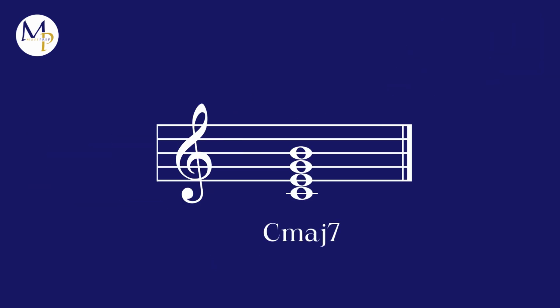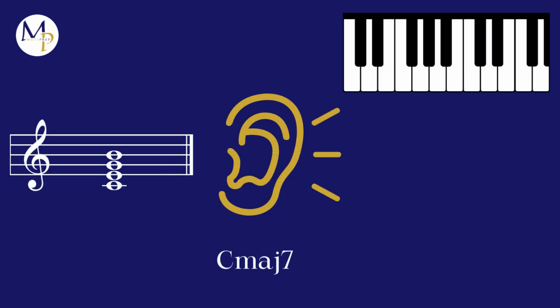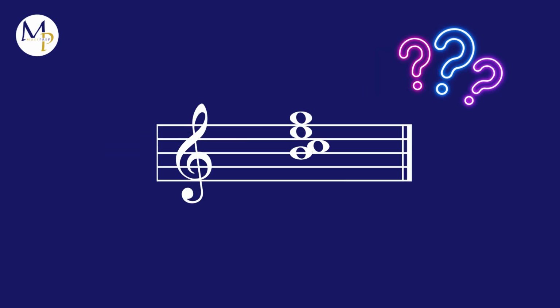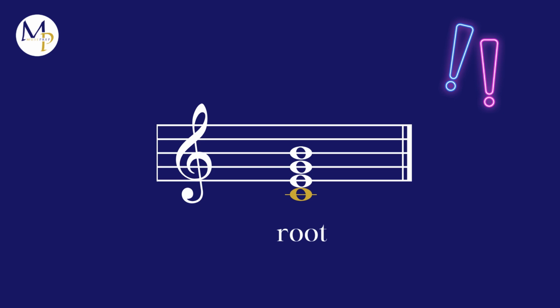For seventh chords, things get even more interesting. With 4 notes, we have 3 inversions. You might wonder, how do you recognize the chord when the notes are mixed up? Very simple. Rearrange the notes until they form stacked thirds. The lowest note in this stack is the root.